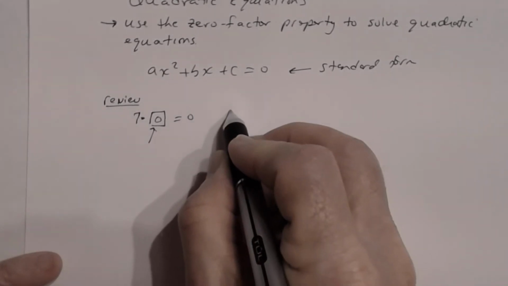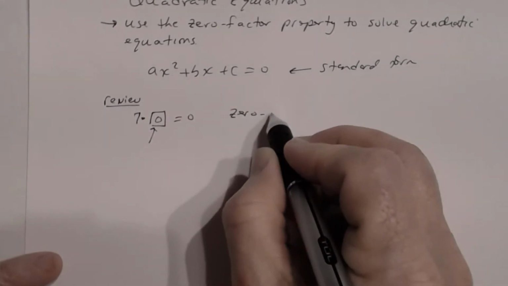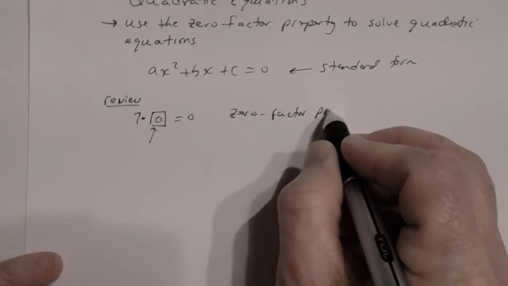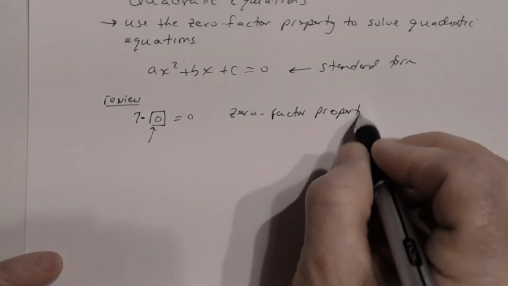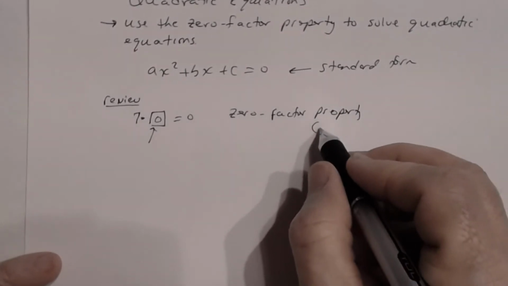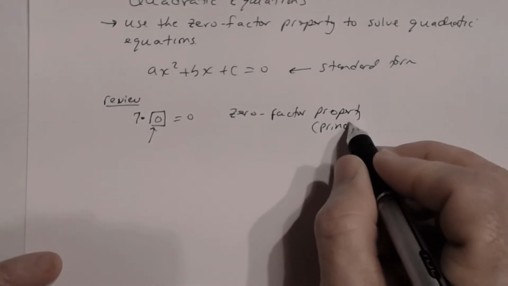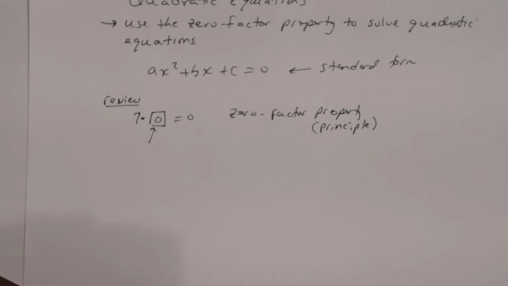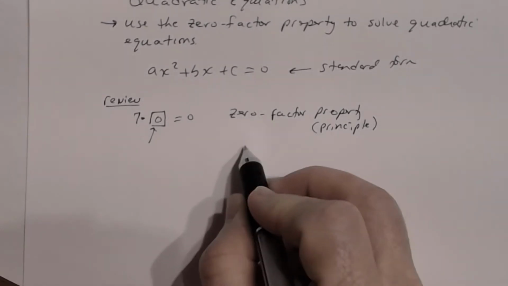So I'm going to go ahead and write this down. This is the zero factor property. Now sometimes the word property could be replaced with principle. So the zero factor principle. Sometimes you'll see property, sometimes you'll see the word principle. So basically it says this.